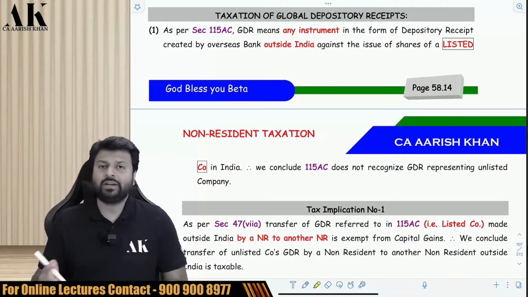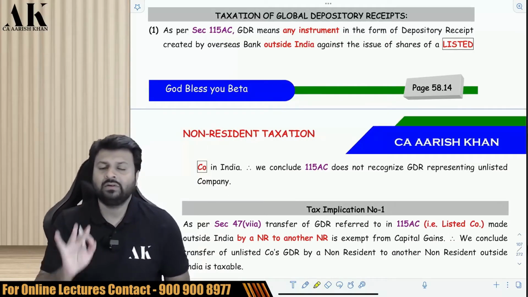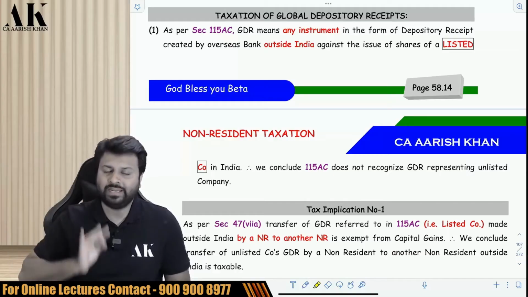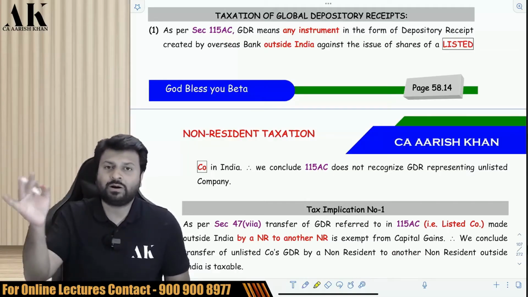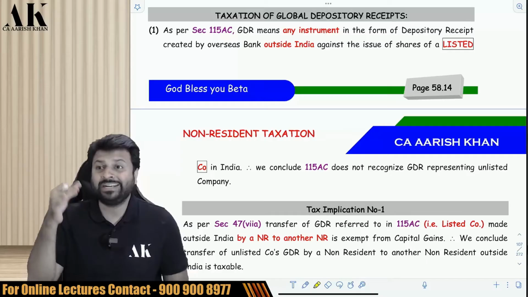You will get the taxability of GDR over here. Now what is a GDR? GDR is nothing but an instrument which is issued outside India to raise money. So if an Indian company wants to raise money from outside India, they have to issue GDR outside India.